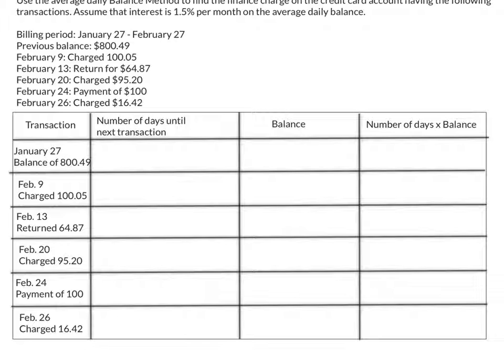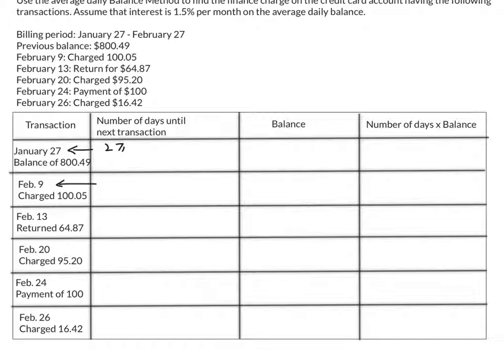First, we want to find the number of days until the next transaction for January 27th. So notice that the next transaction is February 9th. So we want to count the number of days between the 27th and the 9th. We're going to count the day that the transaction was made, which is the 27th, but we're not going to count the day of the next transaction, which is February 9th.